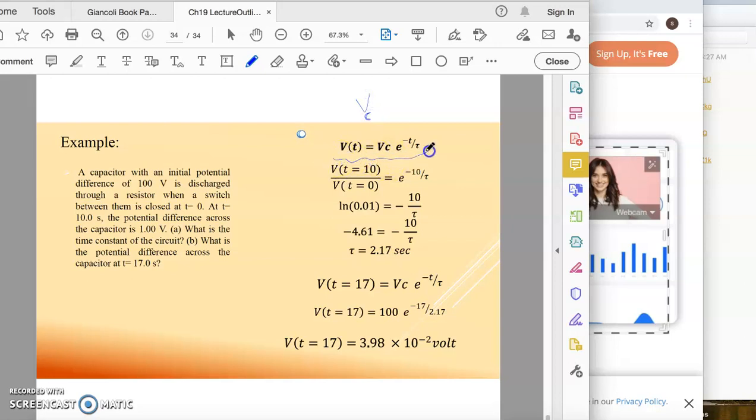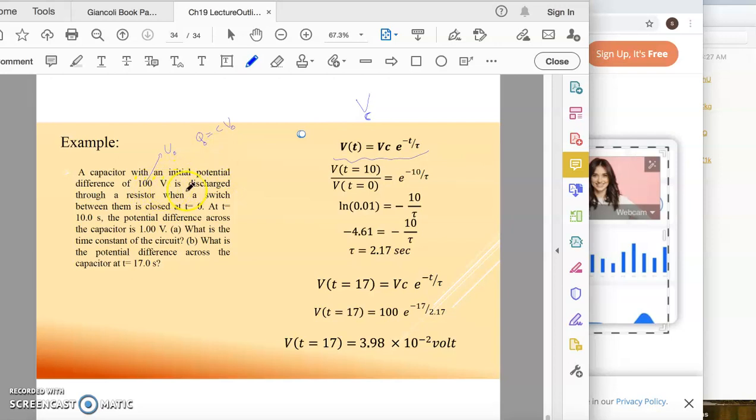From this equation, do you think this is charging or discharging? Let's see. A capacitor with initial potential difference, okay? So this is V naught. It means this is discharging. How do I know that it's discharging? I don't know, this is the solution, I am reading here. It starts with a capacitor with initial potential difference. It means there is potential difference across the capacitor. It means Q is equal to CV. So since we have an initial potential, it means we have an initial charge.